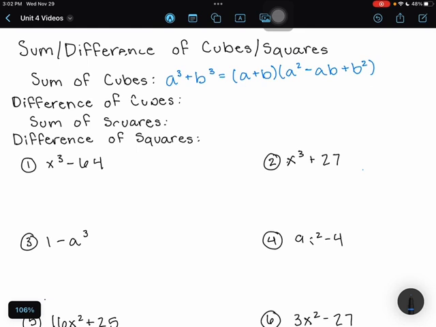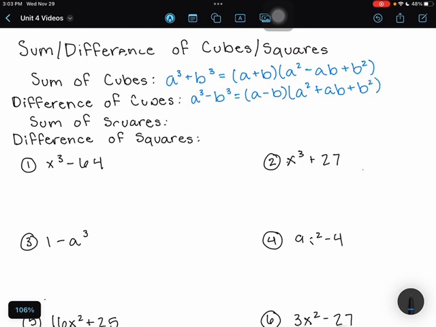Okay. And then we have difference of cubes, which is going to look very similar. 2 terms, perfect cubes, but there's subtraction in between. So it says a minus b, and then a squared plus ab plus b squared.